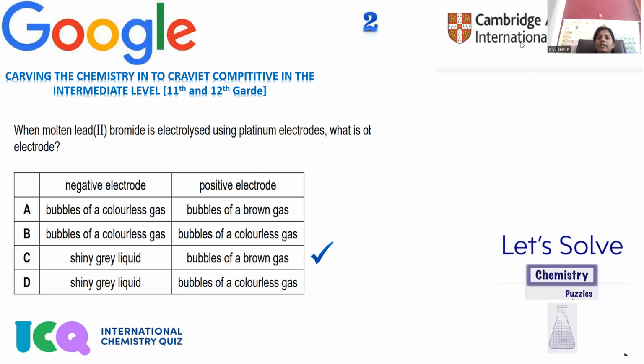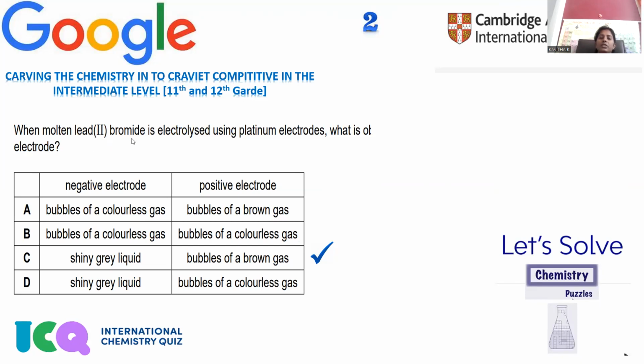Question number 2 is collected from Cambridge Assessment International Education. When molten lead bromide is electrolyzed using platinum electrodes, what is obtained at the electrodes? So two different electrodes are there, both made up of platinum only. And lead bromide is the compound taken, lead(II) bromide, sorry.